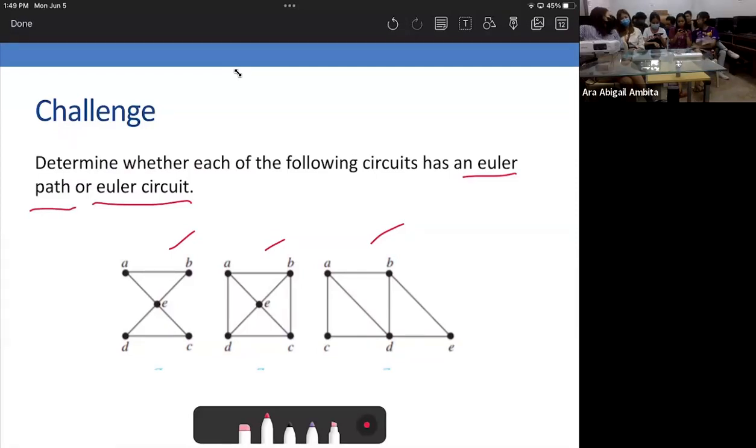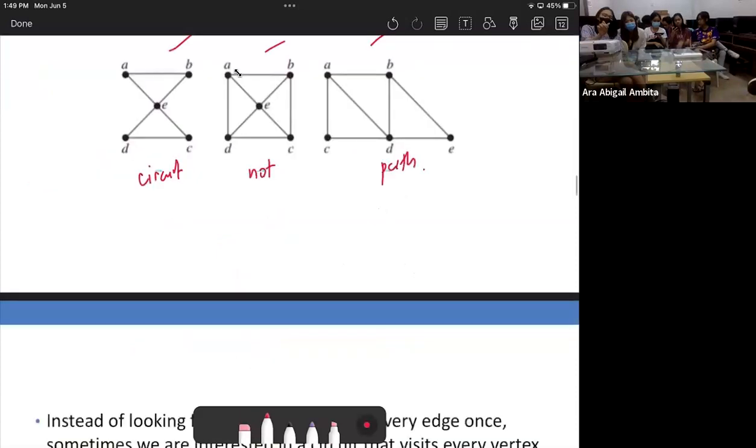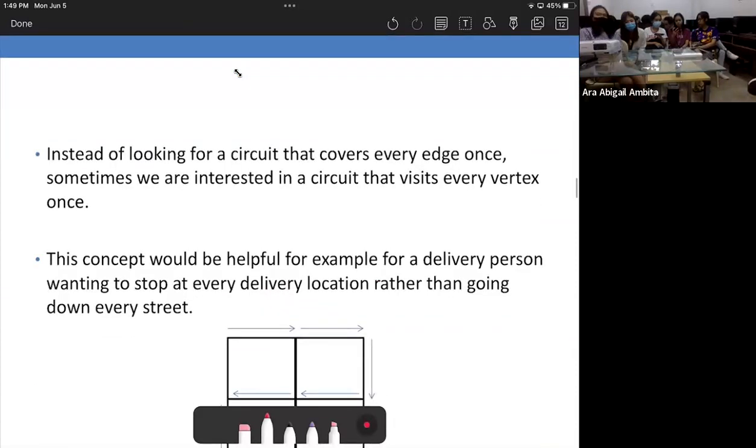Very good. So for online ones, you can also check it. So this one is a circuit. The second is a path. Oh, not, actually. And then the last is, okay. Sige. They are busy. Sige, let's move on, guys.